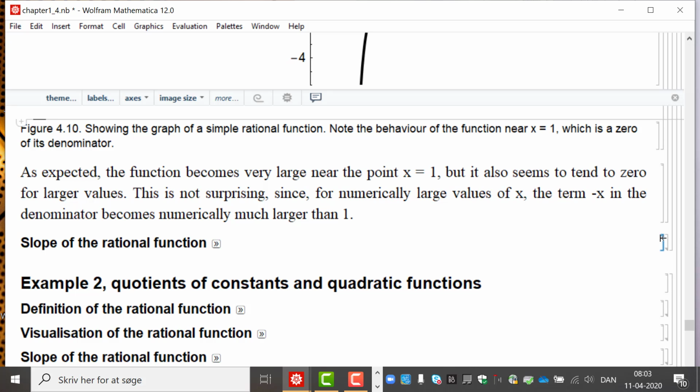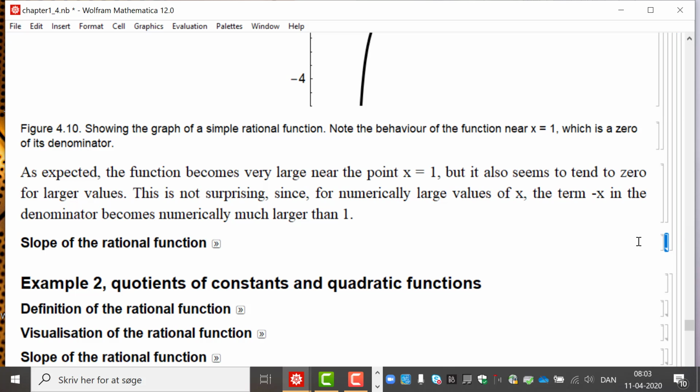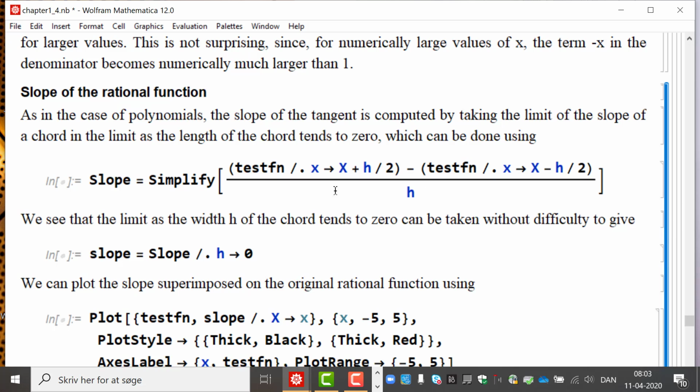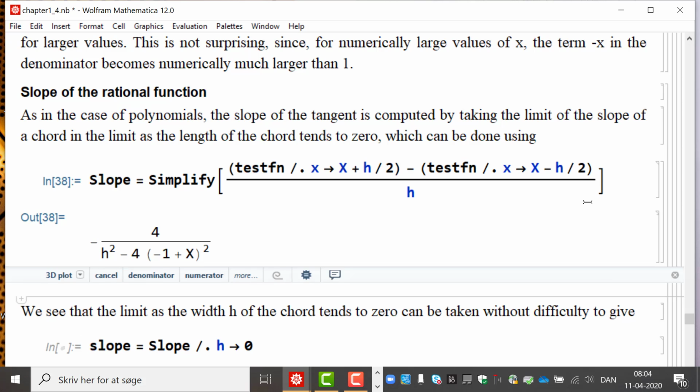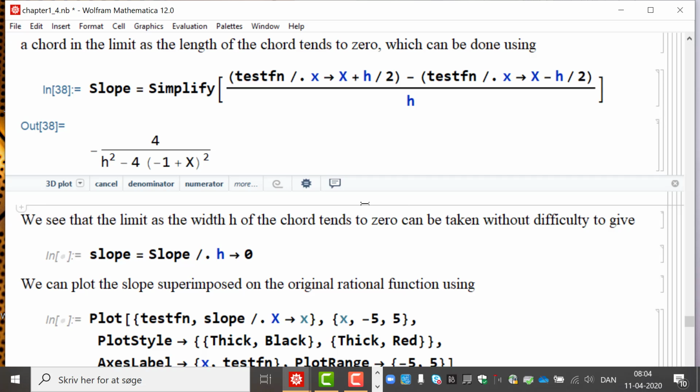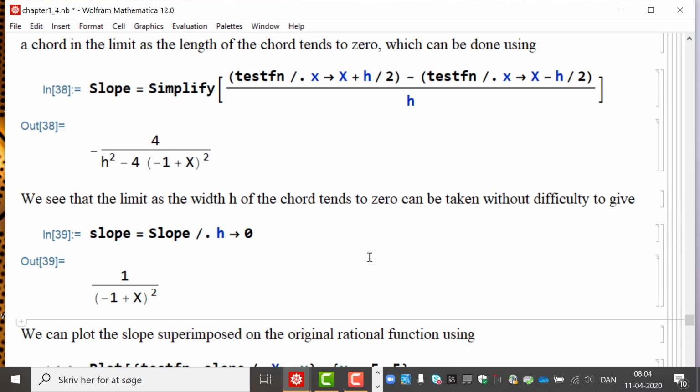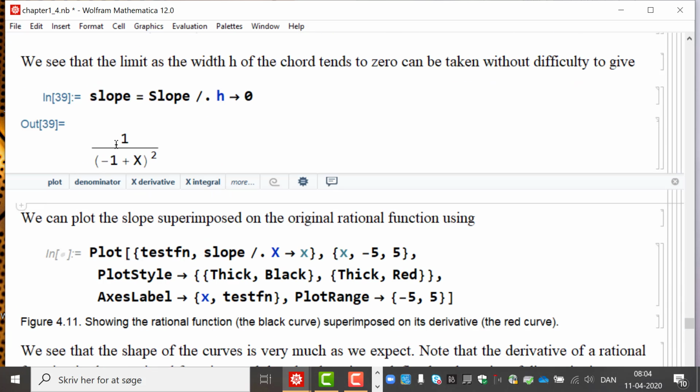So let's try and calculate its slope. So again, we calculate the slope, we evaluate the function at the test point x plus a little bit h over 2, and we subtract from that the value of the function a little bit to the left of the point x, capital X, and we divide all that by h. So we get this. So we can take the limit of this as h tends to 0 using this, and we find that the value of the slope is 1 divided by 1 minus x all squared.